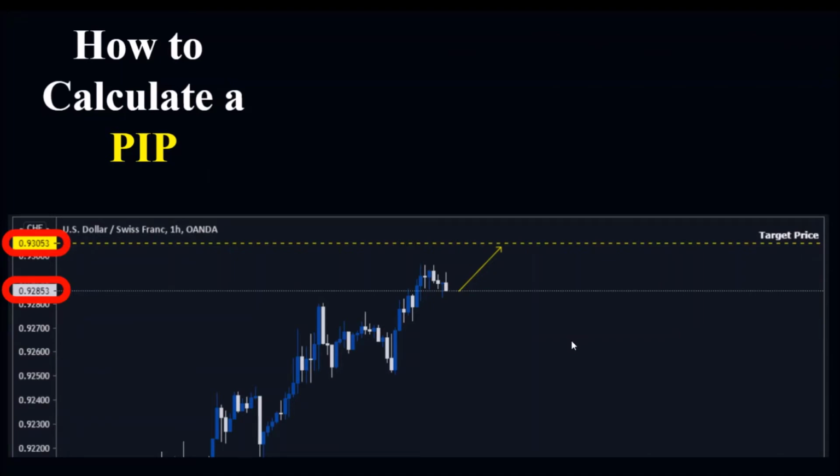So how do we measure how many pips that is? How do we measure that movement in terms of pips, right? So what I'm going to do is basically show you guys that calculation. All right, so you want to find the difference between these values in order to find the distance that you've gone in terms of pips. All right, so this just shows you that that's the distance that we are going.